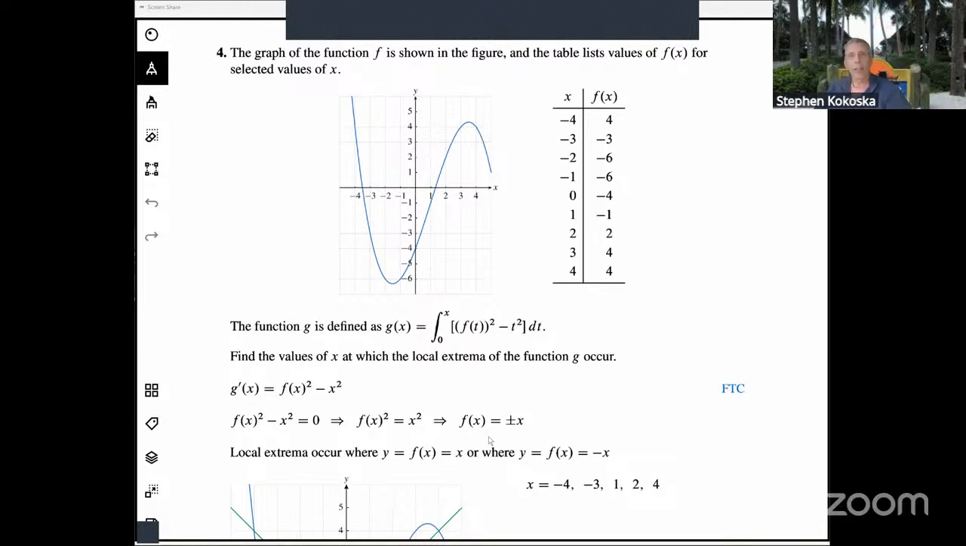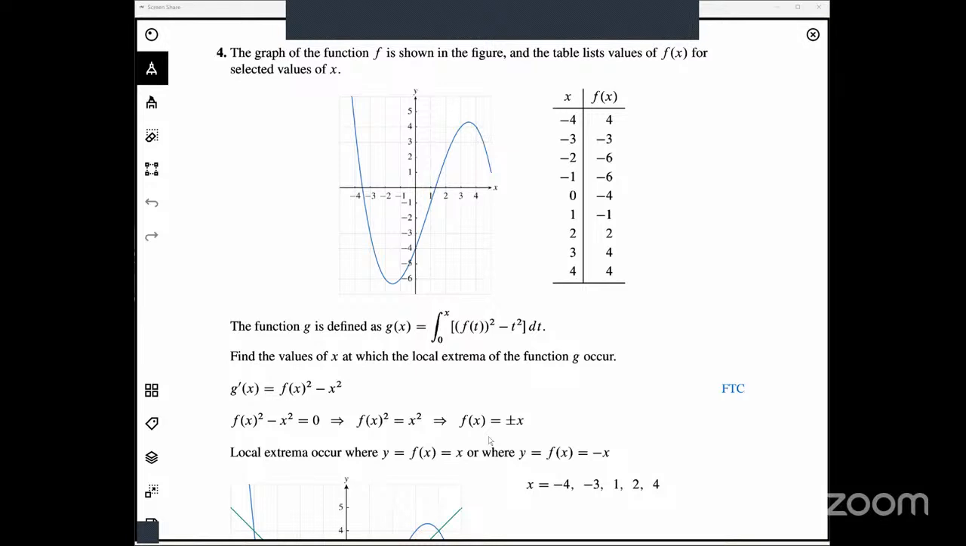The graph of a function f is shown in this figure, and the table lists specific values of f of x for selected values of x. So I've got some integer values there, minus 4 to 4, and I'm telling you those are the values of f. And f is actually a nice smooth curve which goes through all of those values, which, by the way, is not easy to produce.